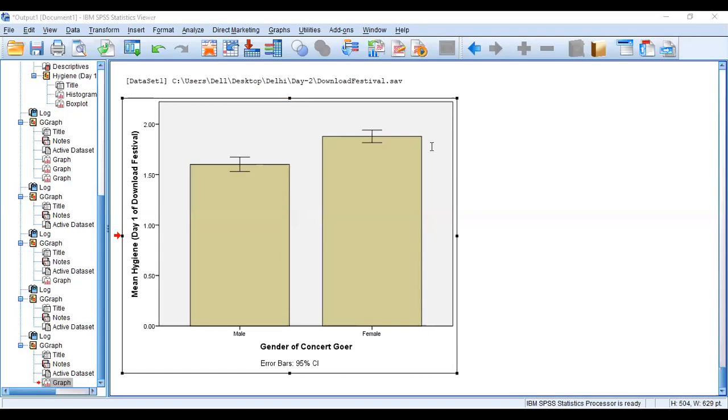Now we take another chart after this. How to create a bar chart in our data? It is the same as I have discussed. This is the error bar chart and bar chart. Next I will create the bar chart for two variables.